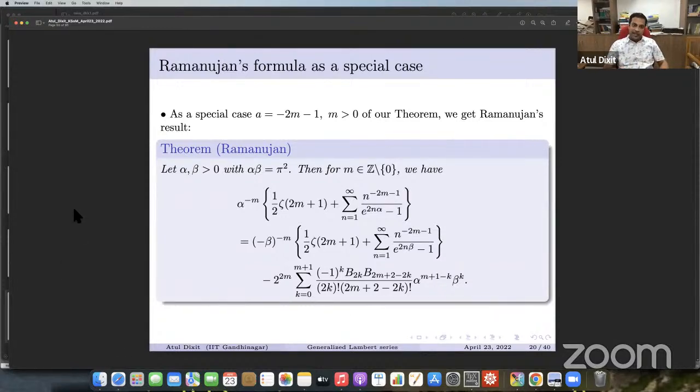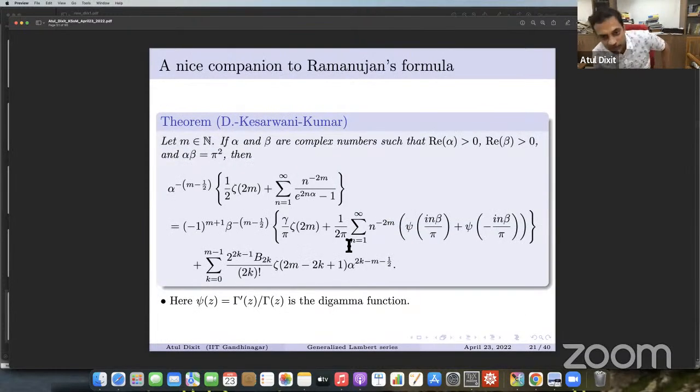So let us look back at Ramanujan's formula. Here was the odd zeta value, and here was this Lambert series corresponding to n to the power minus 2m minus 1. What if I have here zeta of 2m and here n to the power minus 2m? Does this again transform into something similar? The answer is no. What it transforms into is this. Here, a equal to minus 2m is the case being considered. So I have exactly the same thing.